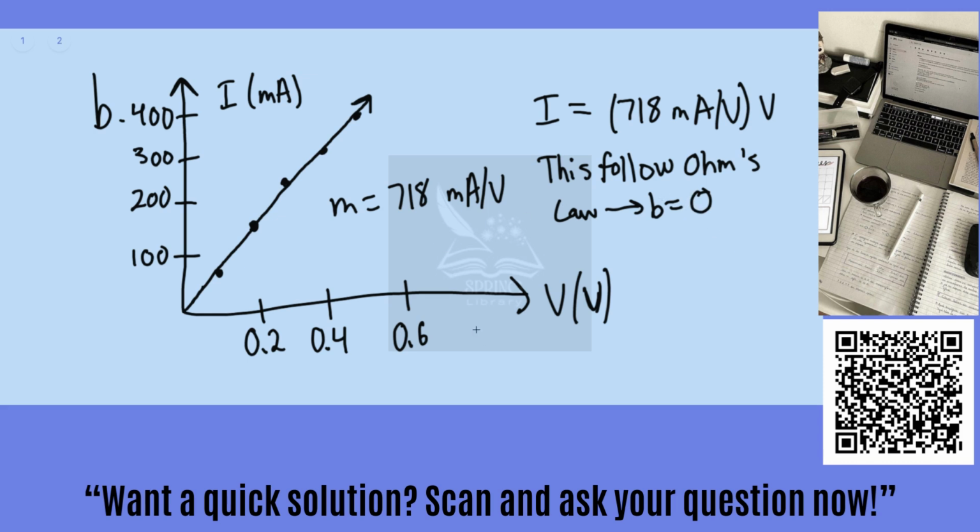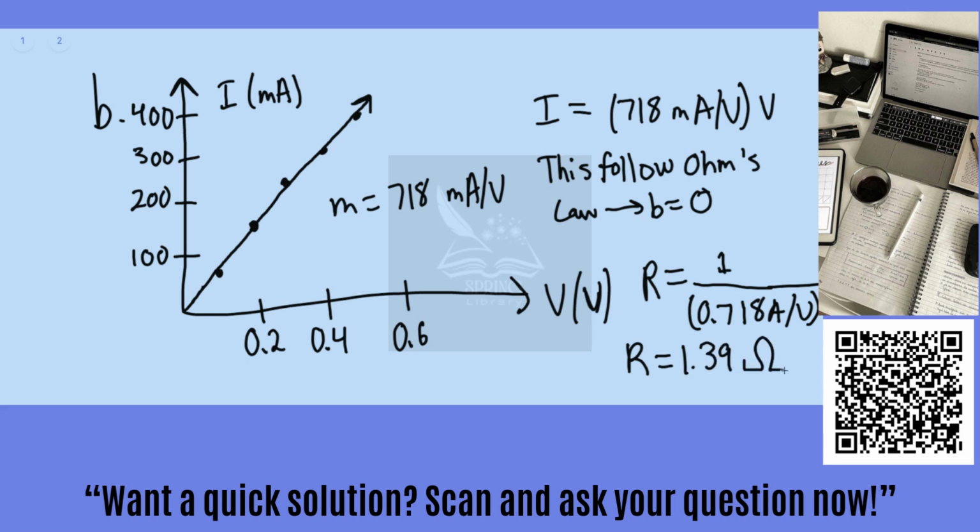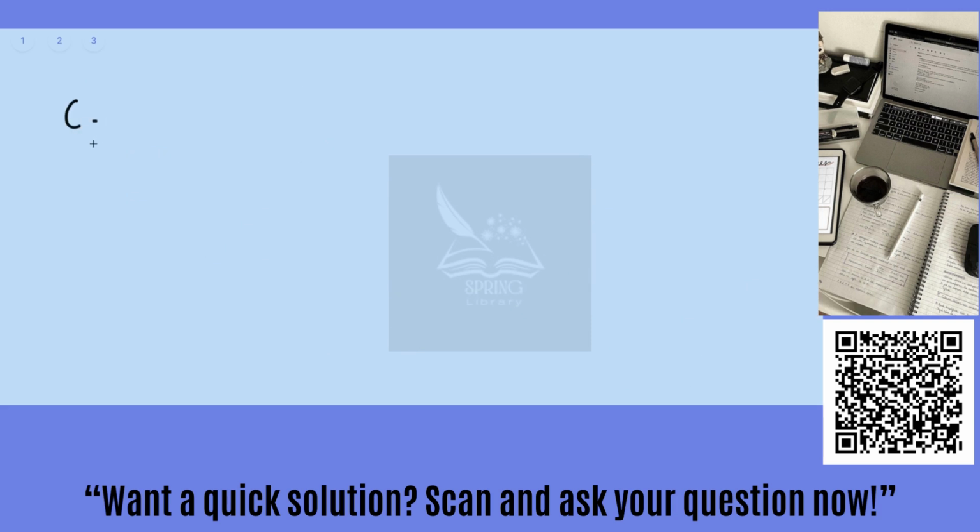And then we can say to find the resistance of the wire, R is going to be equal to 1 over 0.718 amps per volt. And so the resistance will be equal to 1.39 ohms. So this would be your graph for part B and your resistance for part B. Part C is asking us for the resistivity of this material.